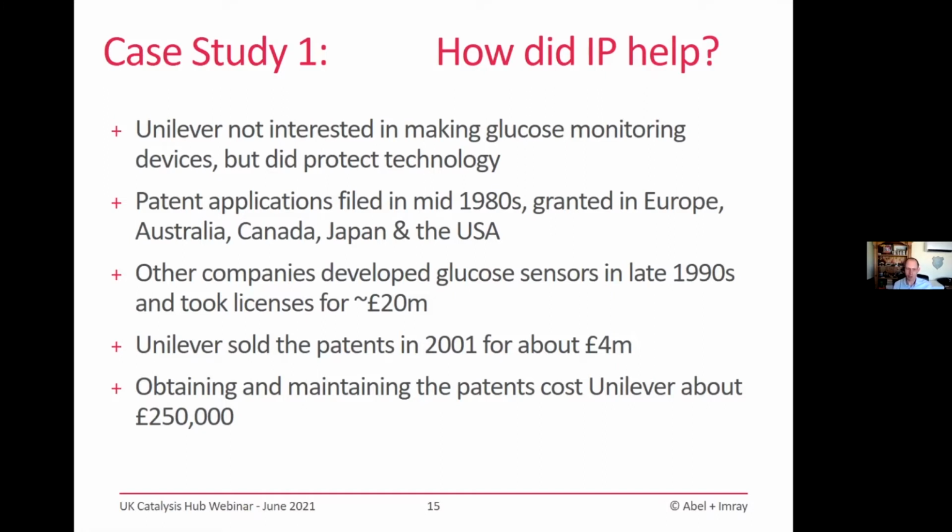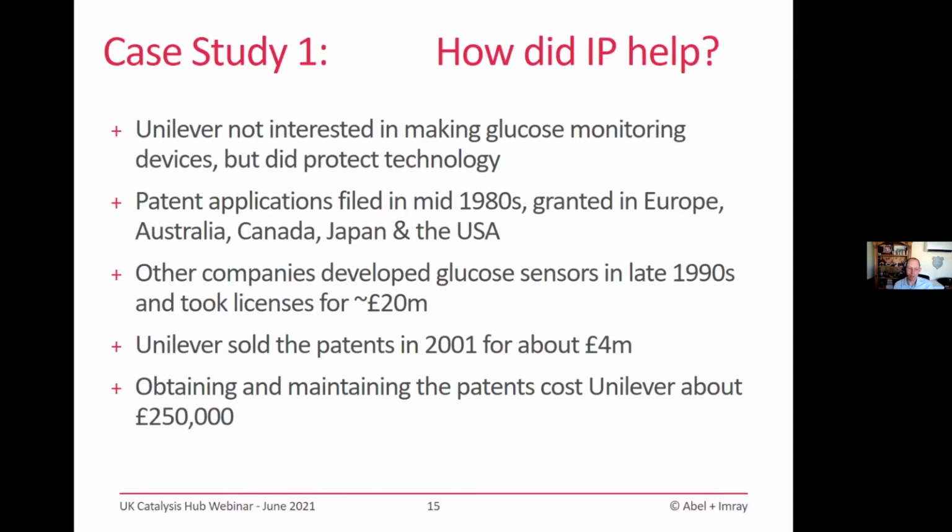Ultimately, the patents were then sold as part of an entity that Unilever sold off, and that made some more money, about 4 million. What's interesting is that the patenting process is not particularly cheap. Getting patents filed and then maintaining them once they're granted did come to a fair amount, £250,000, but compared to the licensing revenue, that's not that big. Had Unilever not patent protected this, had they not recognized that this technology had some value to others, even if not to them, there wouldn't have been any revenue from this at all.